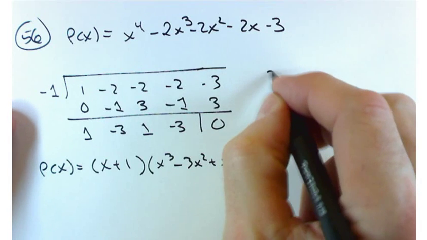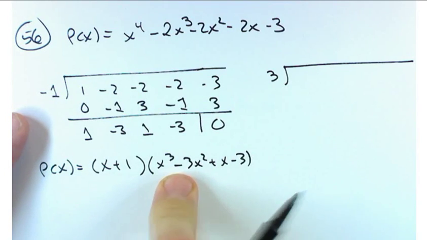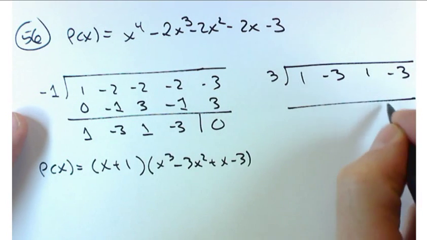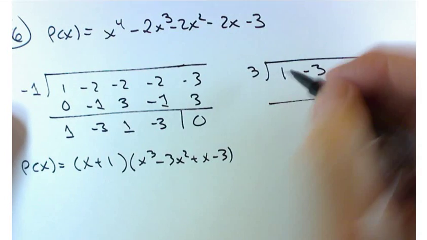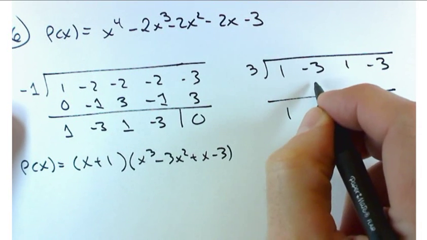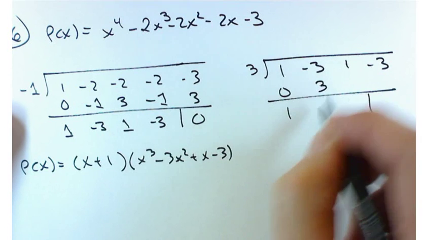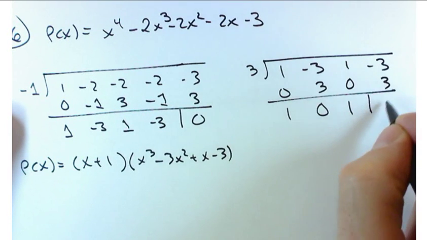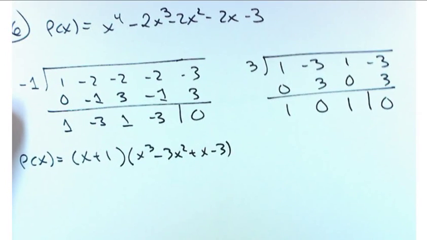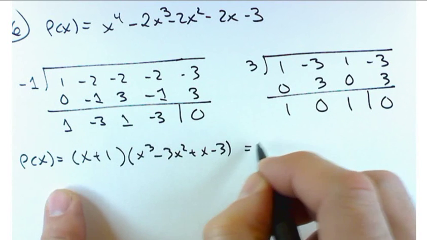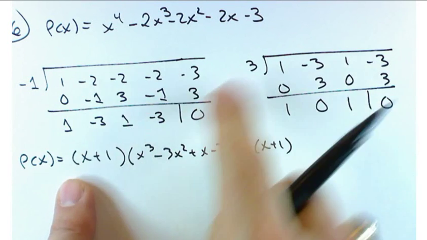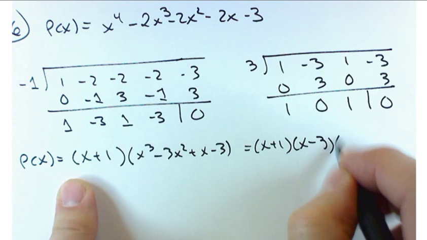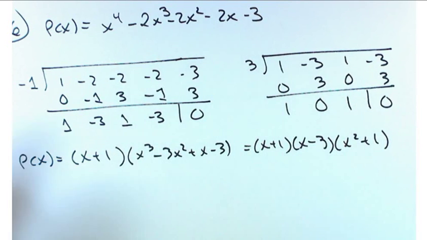The other root that I knew of was at x equals 3. So 1, -3, 1, -3. Add, we get 1. Multiply, we get 3. Add, we get 0. Multiply, you still get 0. Add, you get 1. Multiply, you get 3. So great. What this is telling me now is that I can rewrite this as x plus 1, x minus 3, and what's this part right here? Good. x squared plus 1.